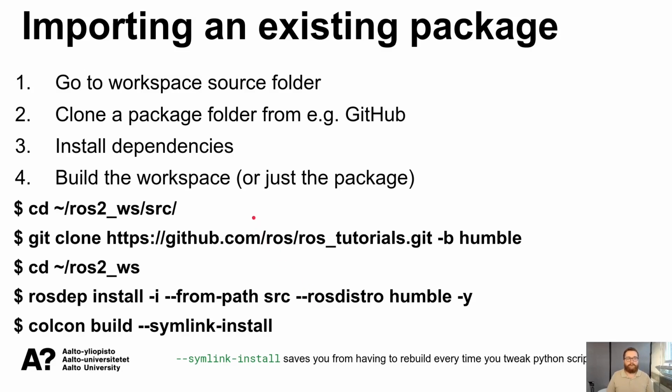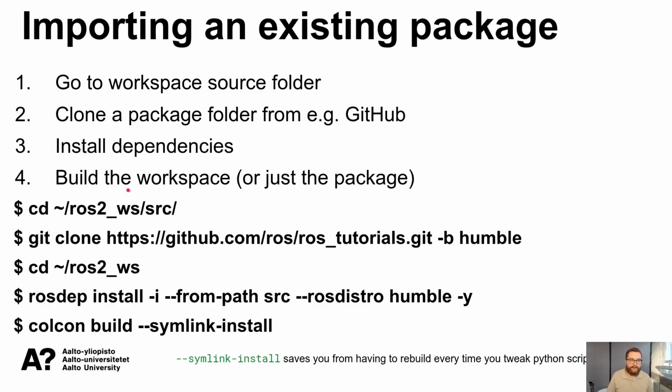For downloading and importing an existing package, generally you want to go to your workspace source folder, then you clone the package, generally from GitHub. This is where you can find the majority of open source ROS packages. Then you install dependencies for that package, or well, it is an optional check to make sure that you have all the dependencies that you need for the package. And then you build the workspace or just a package, as was described on the previous slide.